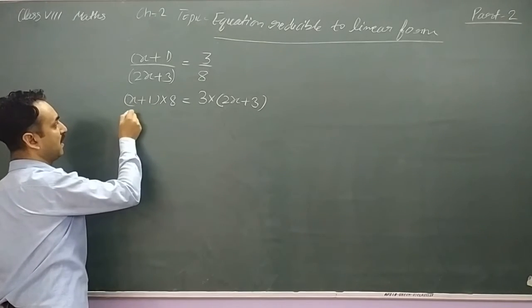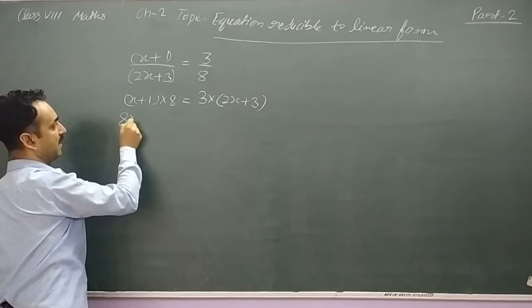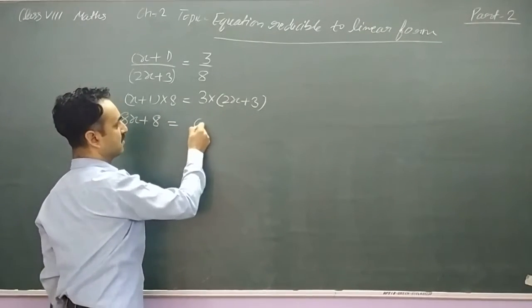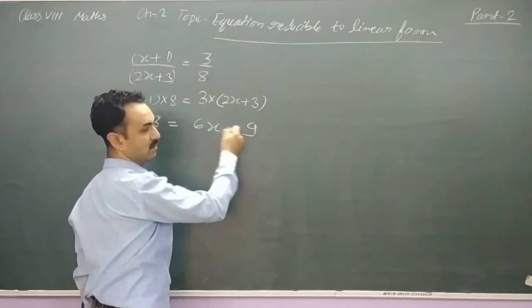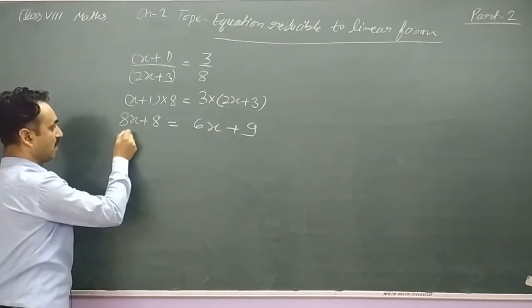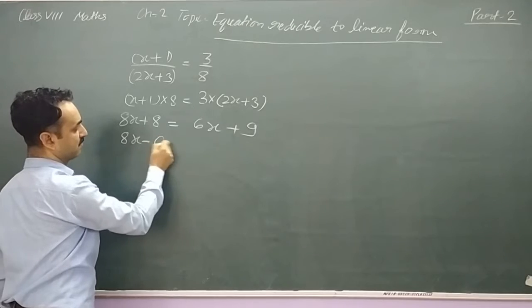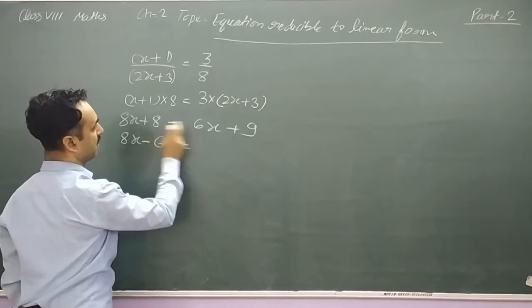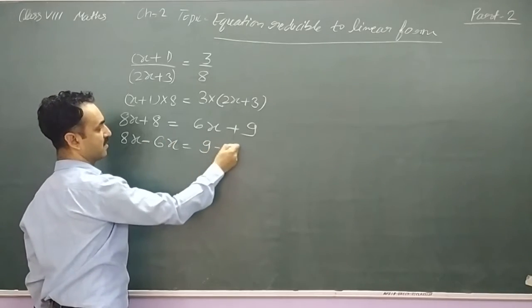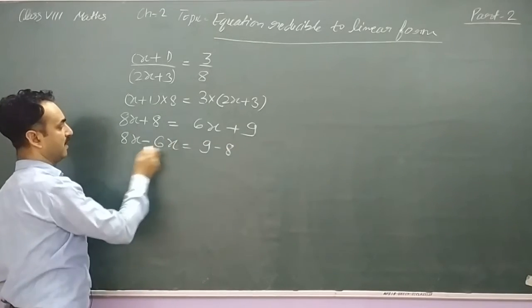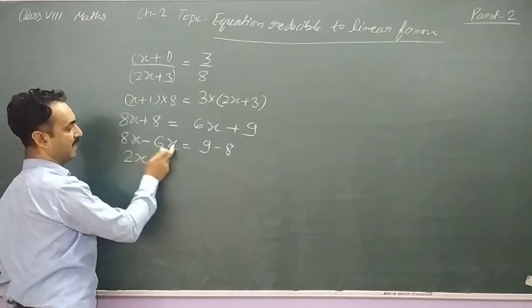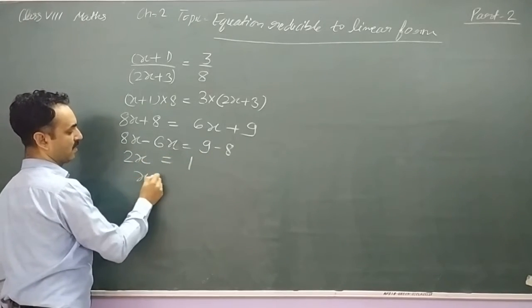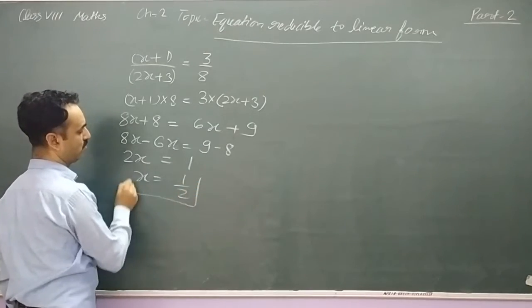Now we will multiply 8 into x, 8x plus 8 into 1, 8, and 3 into 2x, 6x plus 3 threes 9. Again variable on the left side, so 6x will come here, minus 6x, and plus 9 minus 8. Plus 8 will go that side, minus 8. 8x minus 6x, 2x. 9 minus 8, 1. So x equals 1 upon 2.